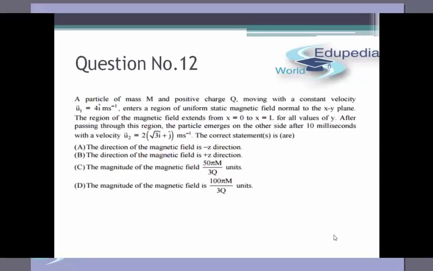Let's move on to the 12th question. A particle of mass m is moving with a constant velocity 4i meters per second, enters a magnetic field, goes from x equals 0 to x equals L, and emerges with the same speed. So this is the xy plane for us. This is x equals 0, this is x equals L. The magnetic field exists in all y directions between this region. We don't know the magnitude or the direction of the magnetic field.